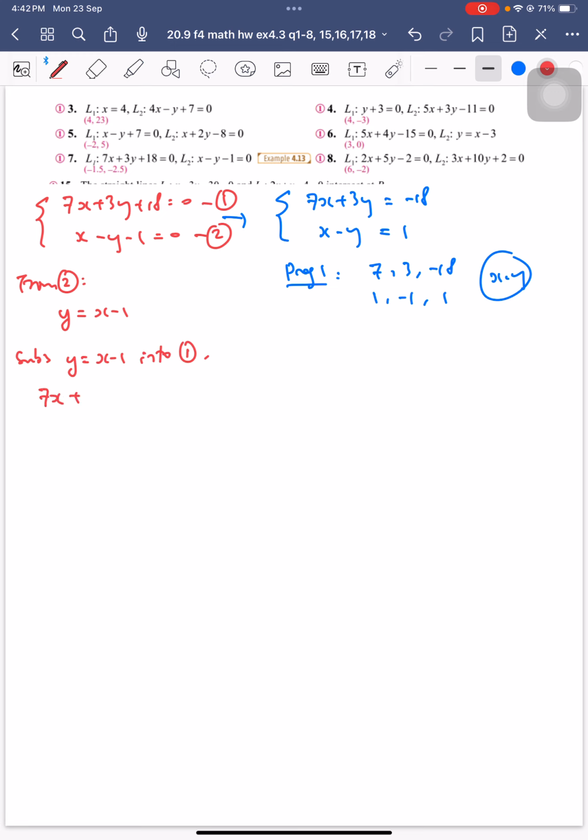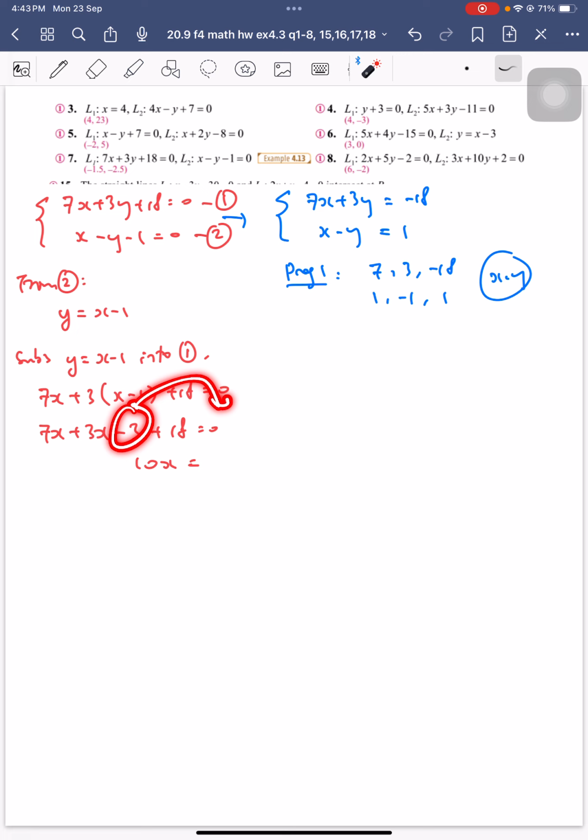Now I substitute y equal to x minus 1 into the first equation. Then we have 7x plus 3y, so the y can be changed to x minus 1, plus 18 equal to 0. Now I have a bracket that I expand. I distribute the 3 to both terms, so I have 7x plus 3x minus 3 plus 18 equal to 0. Combine the 3x and 7x to get 10x. I don't want this negative 3, so I move it to the right and it becomes positive. Similarly the 18 becomes negative 18. So I have 3 minus 18, which is negative 15. So I have 10x equal to negative 15, so that x is equal to negative 1.5.